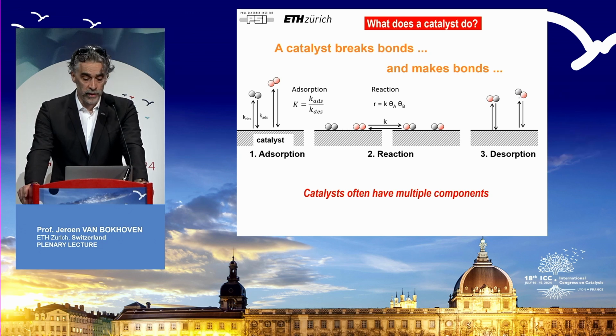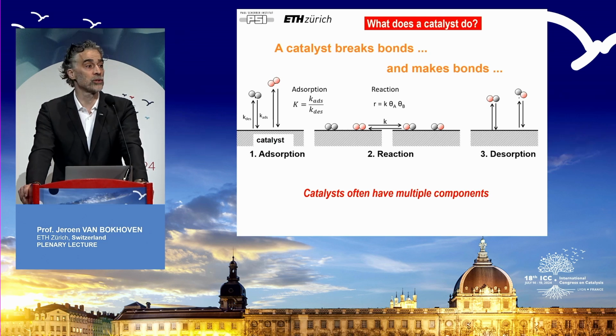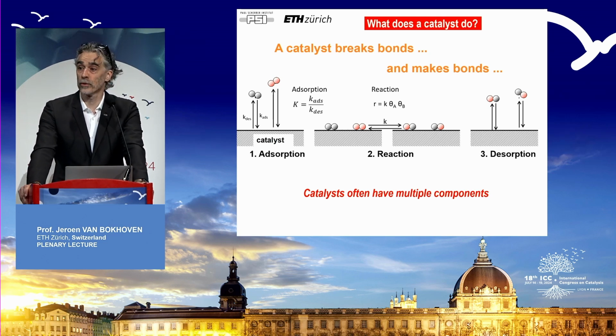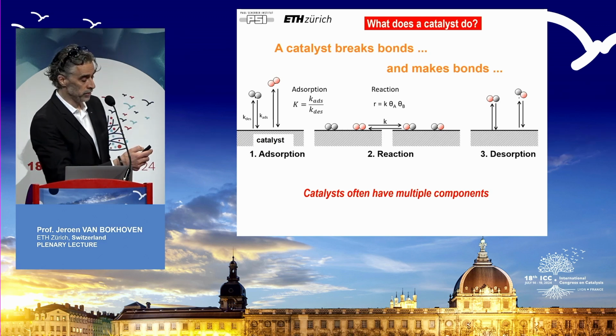So what's a catalyst doing? Basically, a catalyst breaks bonds and makes bonds. And if you look at the catalytic process, there are a few essential steps that a system needs to undergo for a catalytic process to occur. First of all, reactants need to adsorb on the surface of the catalyst. So there are bonds being formed with the catalyst. Intermediates are formed.